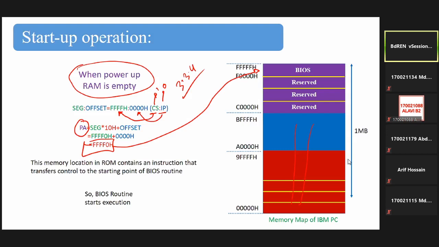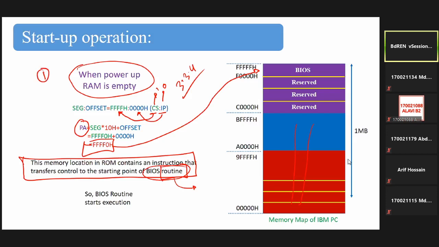This memory location in the ROM contains an instruction that transfers the control to the starting point of the BIOS routine. Here you can get confused with routine. Routine means a set of programs with different objectives. The BIOS has different routines, and one of them is at the beginning. So let me go through it from the beginning.